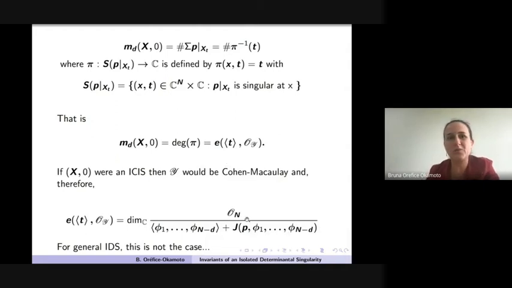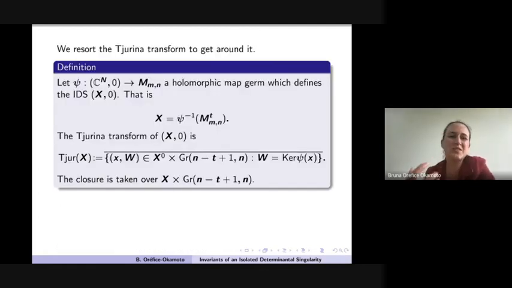Well, what do we do then? To get around this problem, we resort to the Nash transform, or rather the Tjurina transform. What's the Tjurina transform? I will put the definition here, but I will do an example in a minute. So I consider F from C^n to C^m, the holomorphic map germ defining my IDS. That is, X is defined this way. So the Tjurina transform of X is this set here.